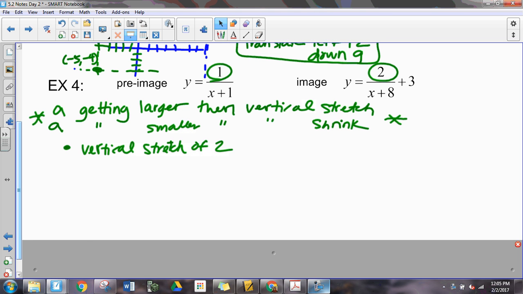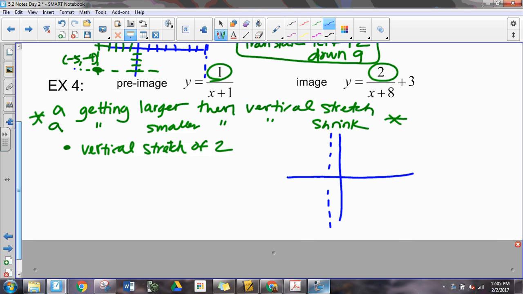So draw yourself a sketch, again, of where the asymptotes are. So for the pre-image, we have x plus 1, so that means it's at -1. And there's no up or down, so it's still at 0. So we're there. And then the image is, this tells you to go left 8, and this one is up 3. So we've gone 1, 2, 3, 4, 5, 6, 7, 8, and up 3.